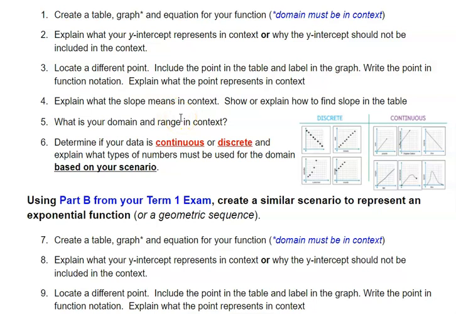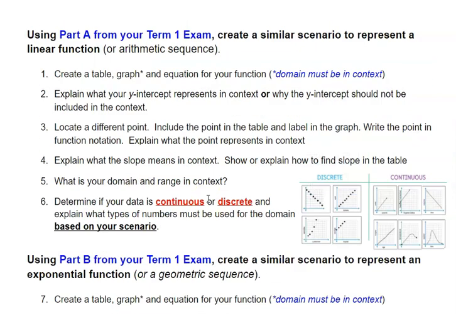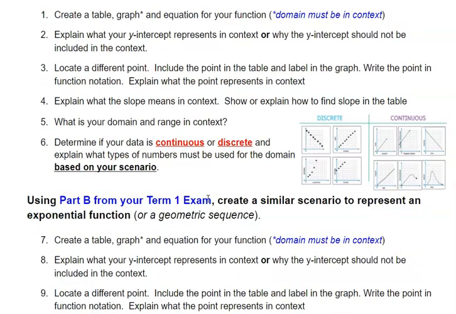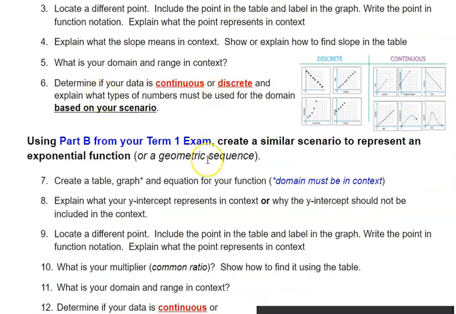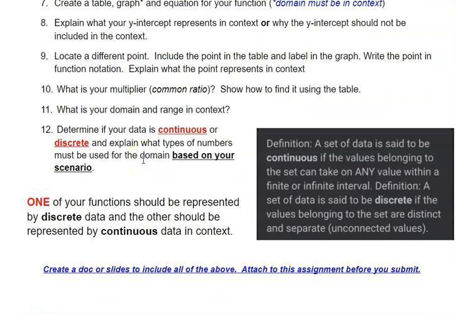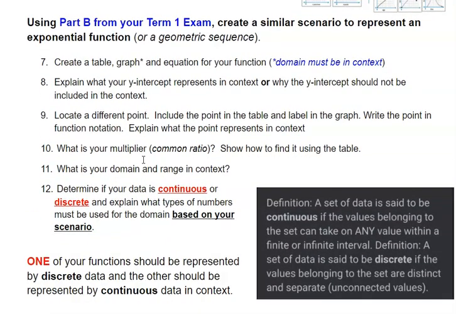Write that point in function notation, like f of some number equals some other number, and then explain what that point represents in context. Is it volume? Is it weight? Is it time? What's going on? Explain it. And then tell me what the slope is in context. Explain it. What is your domain and range in context? Like, where should you start and where should you stop on your graph based on your context? So again, don't go into the negatives if there's no negatives in your situation. Make sure you're using numbers that make sense in the problem. And then the same thing again when you do your exponential down here.